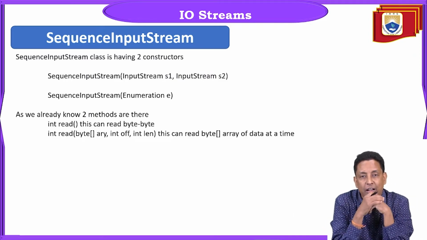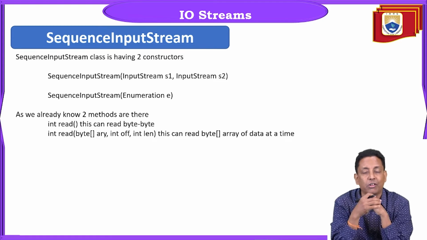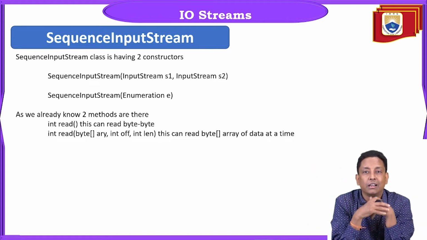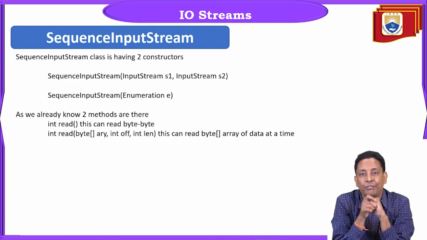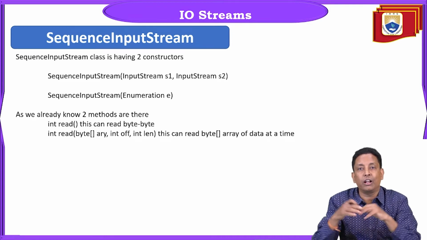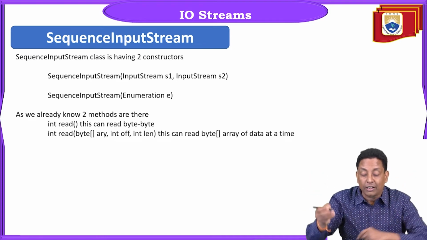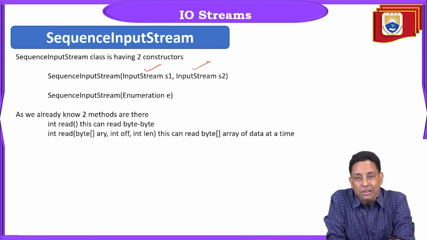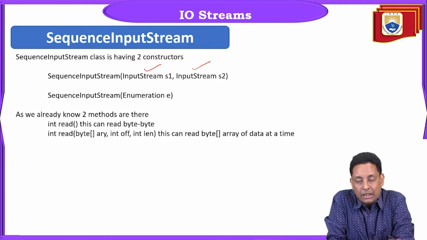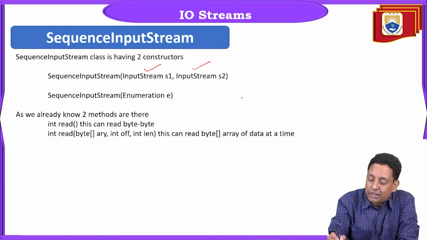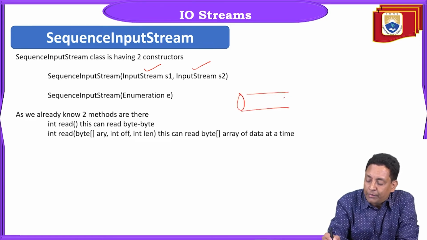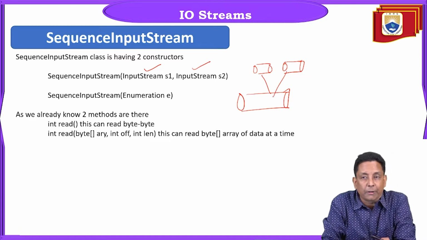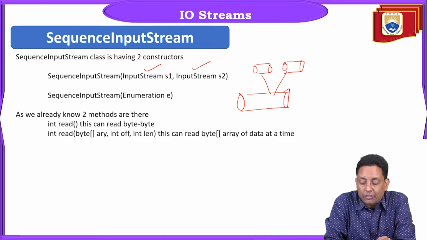If you want to read using SequenceInputStream, if you want to read from multiple sources, suppose you want to read from two input streams. For that, one SequenceInputStream class constructor is given that will take two InputStream objects as parameters. If you want to read from a single input stream that reads data from two input streams, these two are given here. So from here we can read the data.